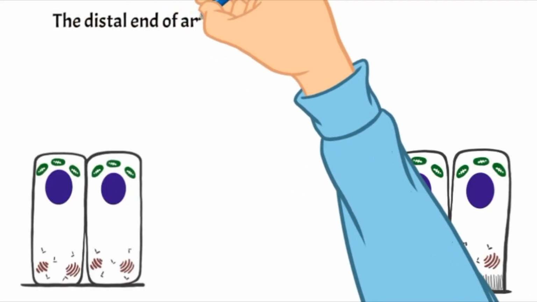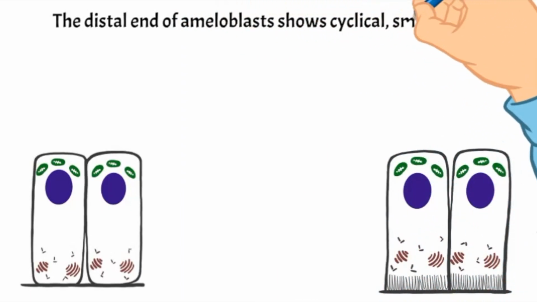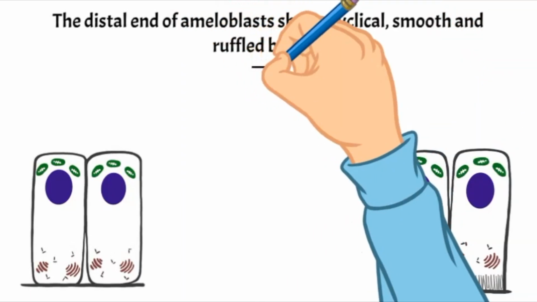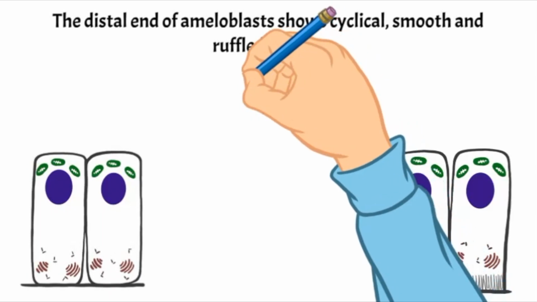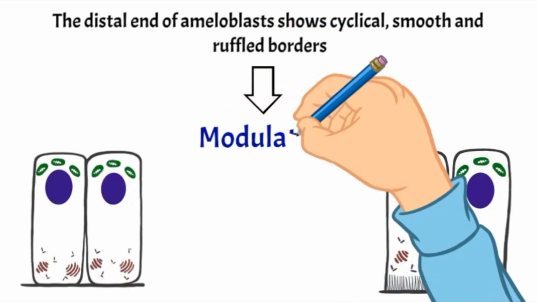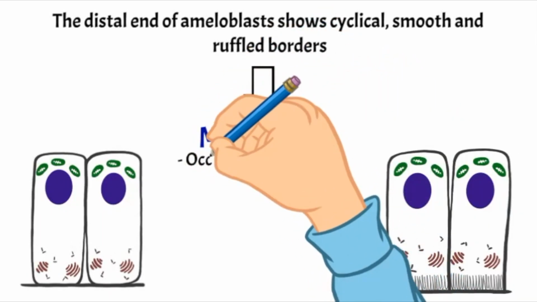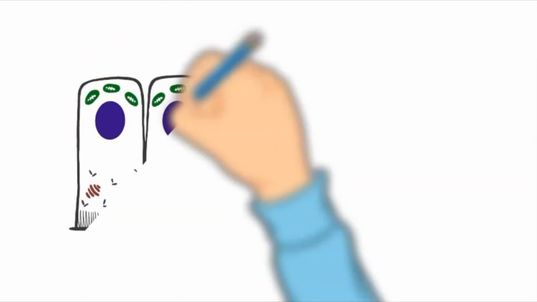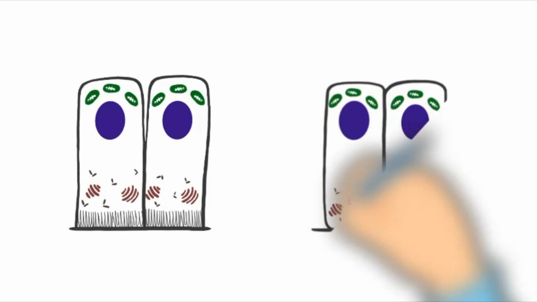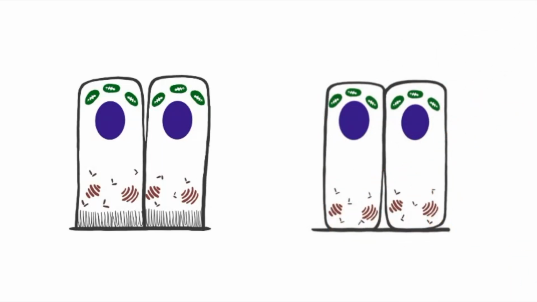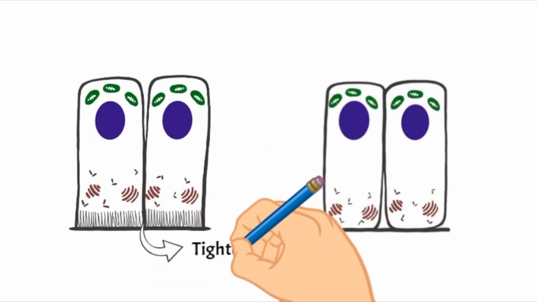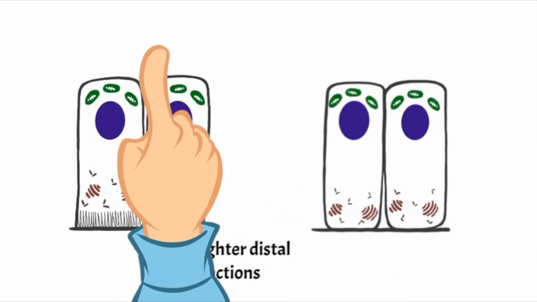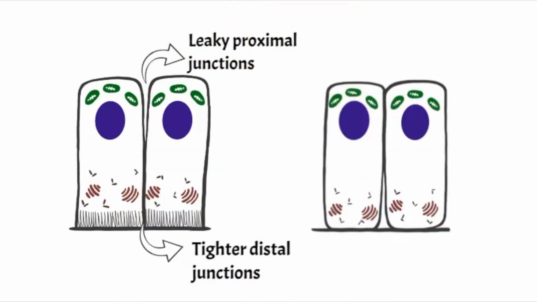There is also something known as modulation that occurs during this stage. The distal end of ameloblasts shows cyclical, smooth and ruffled borders. These changes are called modulation. This cycle occurs every 5 to 7 hours. We should also discuss the smooth and the ruffle-ended ameloblasts. Ruffled ameloblasts have tighter distal junctions and proximal junctions are leaky, while it is opposite for the smooth-ended.